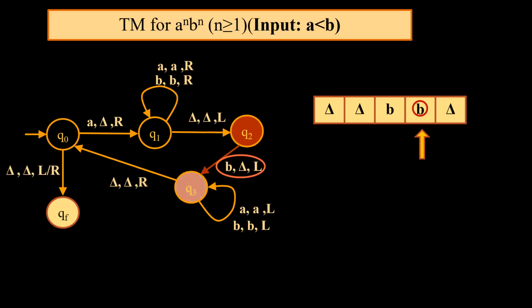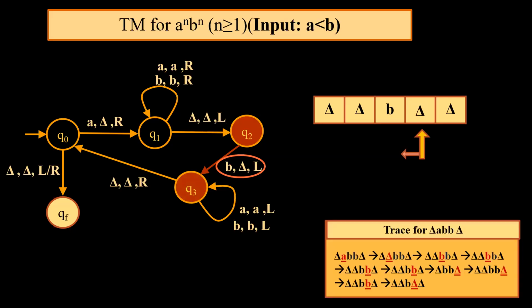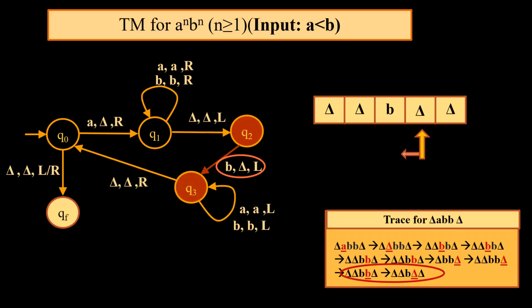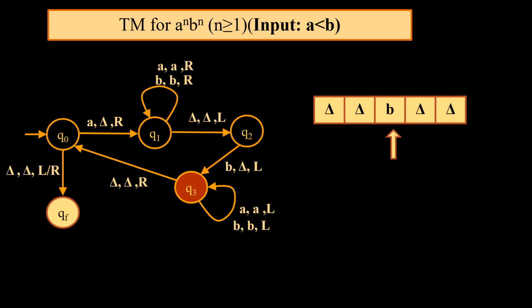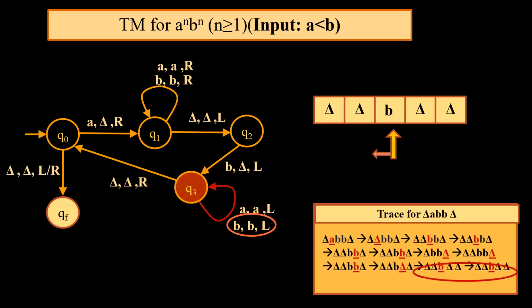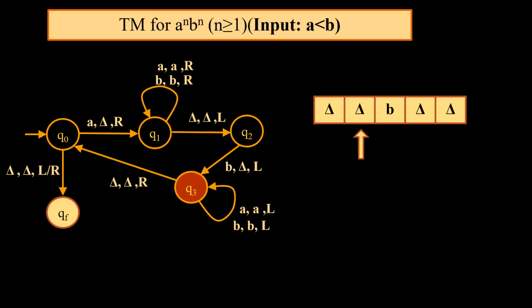We will convert this B into delta. We are now on Q3 stage. At this point, we come across B. We will not make any change, and we will try to identify where is the end marker on the left side. We get delta, delta, delta R. We will keep this intact and move towards right.